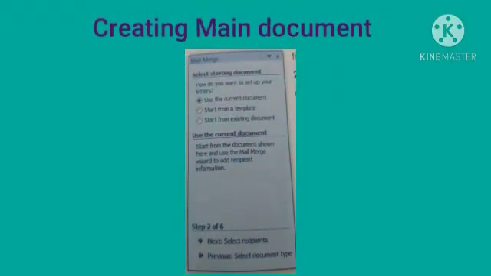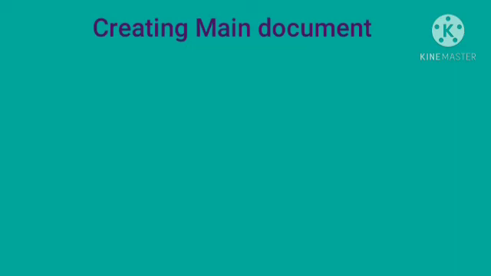Creating the main document. The main document is the basic letter which has fields from the data source file that we mention in our data source file. We can write down in the data source file the field names, as well as we can write down the common information that has to be sent to every recipient.